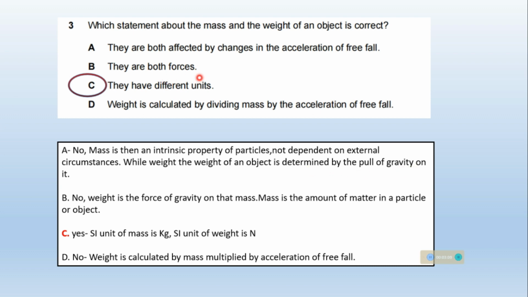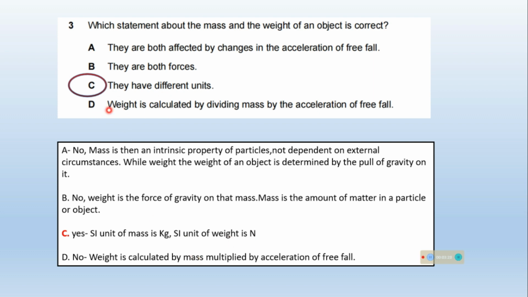They are both forces? No. Weight is the force of gravity on that mass, and mass is the amount of matter in a particle or object. See, they have different units. Yes, this is the right option because the SI unit of mass is kilogram and the SI unit of weight is Newton.